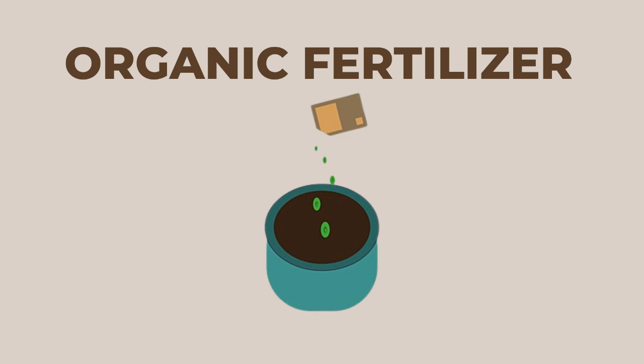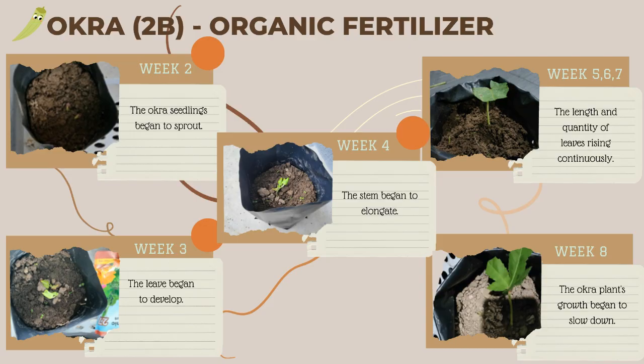Organic fertilizer was the parameter that has been used by me, Muhammad Idham bin Abdul Aziz. For week 2, the okra seedlings were transferred into a seedling bag and began to sprout. On the 3rd week, the okra plant was growing well and the leaves also began to develop. The okra plant continued to grow and the stem began to elongate during the 4th week. For weeks 5, 6 and 7, the okra seedling kept on growing well. For these 3 weeks, the length and the quantity of leaves rose continuously.